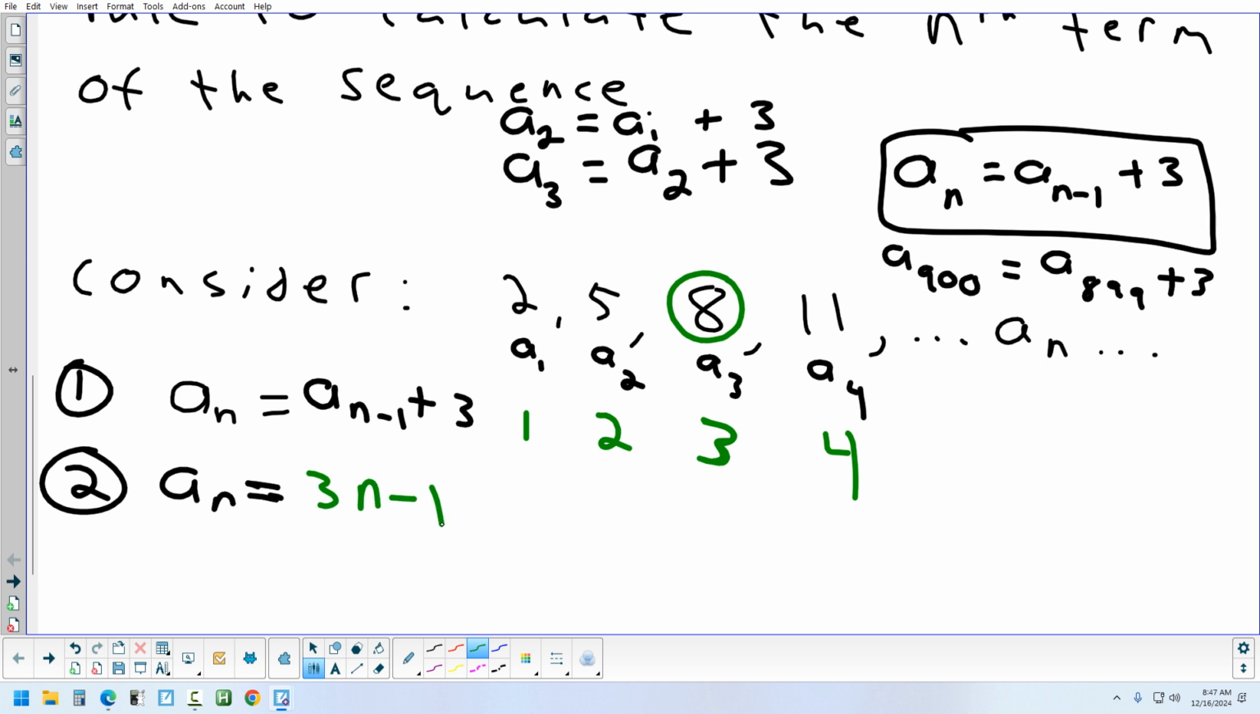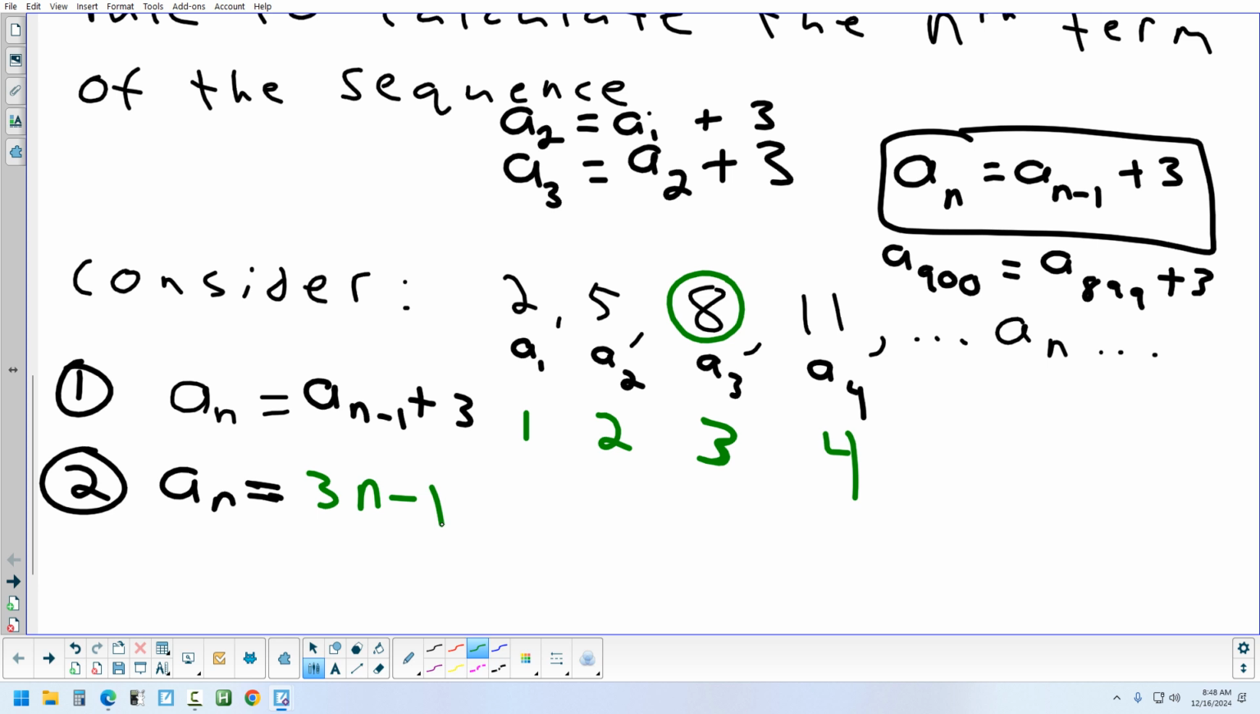If you multiply 2 times 3, you get 6. 6 minus 1 is 5. If you multiply 4 times 3, you get 12. 12 minus 1 gives you 11. So now, if I want to find the 900th term, that's easy. The pattern is take the position you want, which is 900, times it by 3, and then minus 1. So 900 times 3 is 2,700. Take away 1, 2,699.